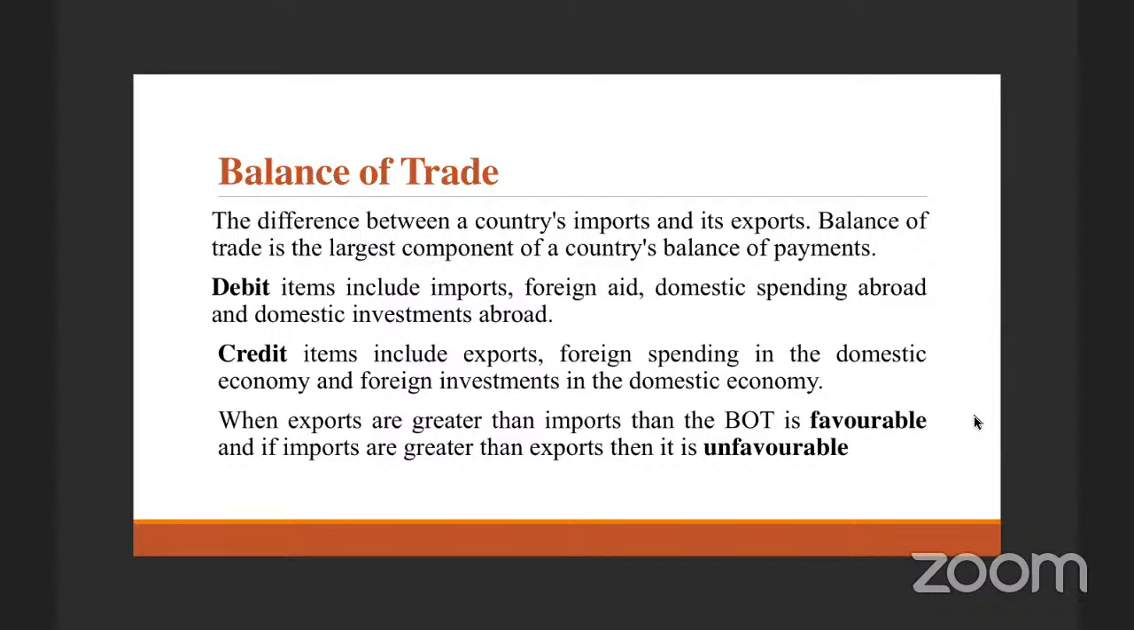Now, what's the procedure? The procedure is debit all imports, foreign aid, domestic spending abroad, and domestic investment abroad. Domestic investment abroad: I take my money and invest in Uganda. I take some money and do shopping in Dubai. Dubai fellow gets the income. Whose money is that? That's my money that I have earned in India, right?